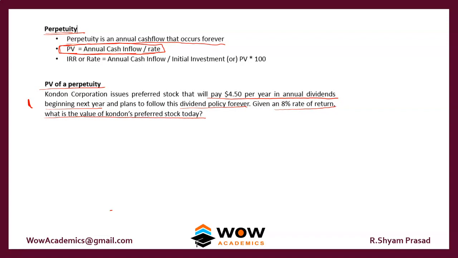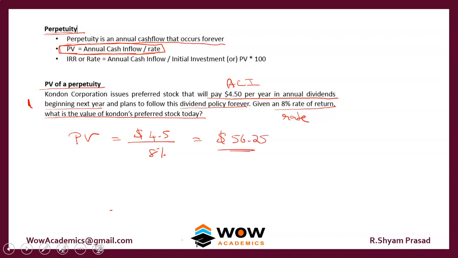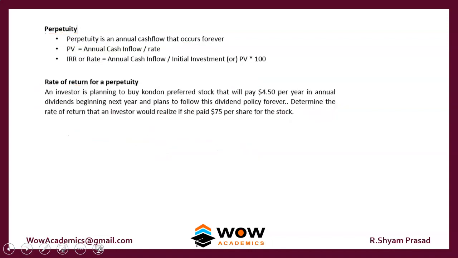So we'll work it out like this. What does this 4.5 refer to? That refers to the annual cash inflow, right? What does this 8% refer to? 8% refers to the rate. And what do we have to find? We have to find the present value. So present value will be $4.5 divided by 8%. So your answer will be 56.25. Okay, that is the present value of a perpetuity. We'll move on to the next sum.